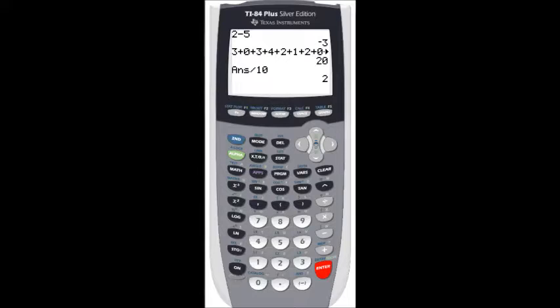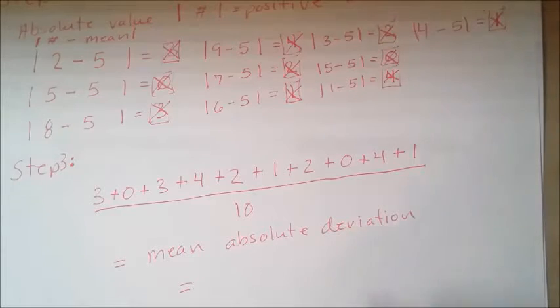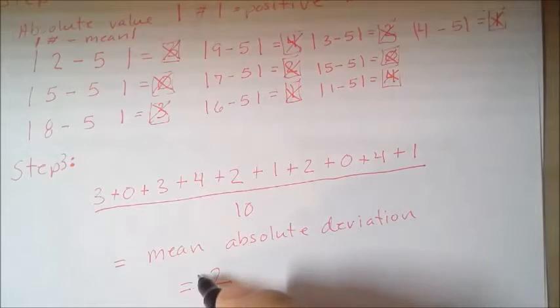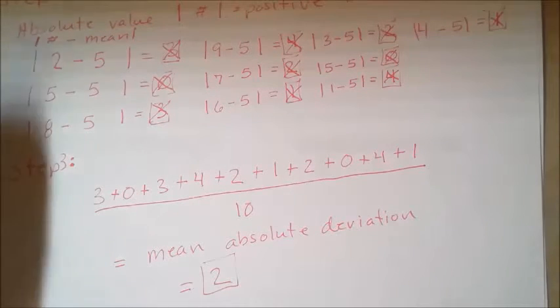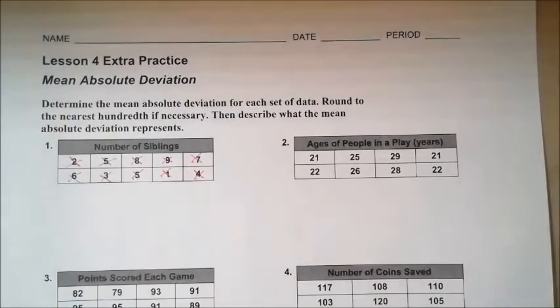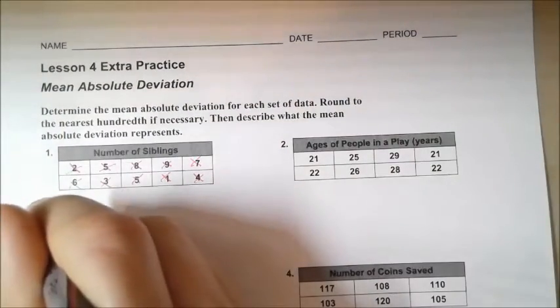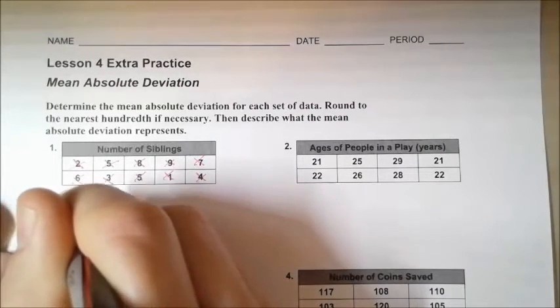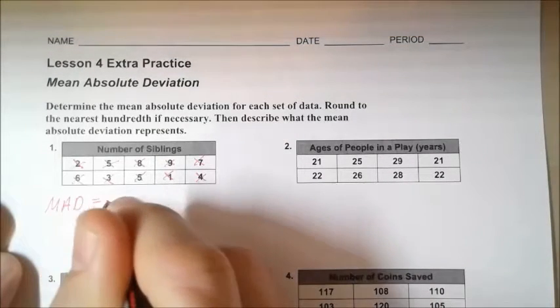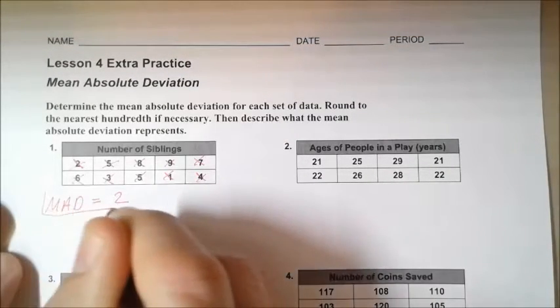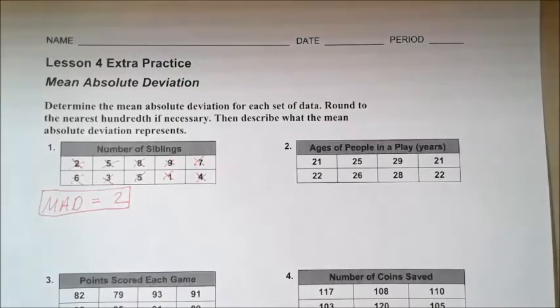And now let's go ahead and write that down on our paper. So my answer is 2. It is my mean absolute deviation. So let's go ahead and document that on our paper. So I'm going to go back down. Okay, and I'm going to put the mean absolute deviation. And for short, I'm just going to put MAD equals 2. So that's part of my answer. Part of my answer is complete now.